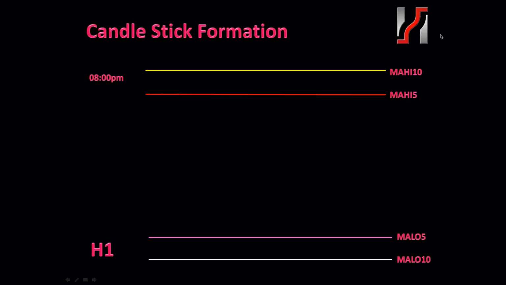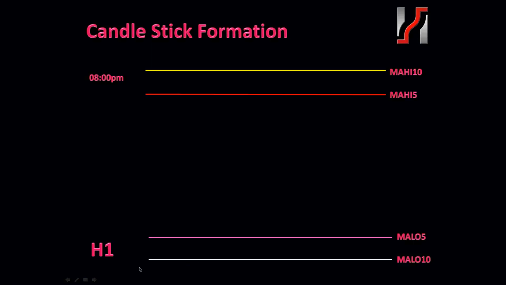Okay, so what I have here in front of you is basically the candlestick formation, and let's say for example that we are looking at the charts on H1 time frame. So basically what I have here is moving average high 5, Mahi 5, Mahi 10, and moving average low 5 and Malo 10.